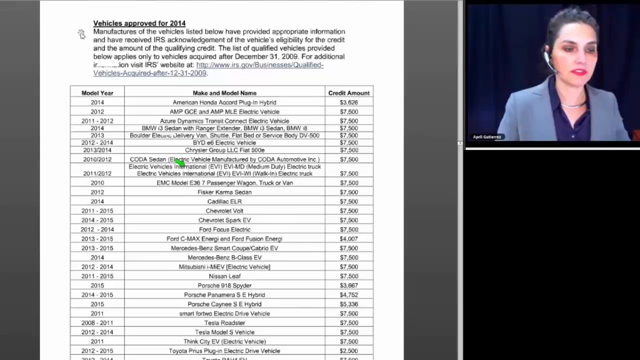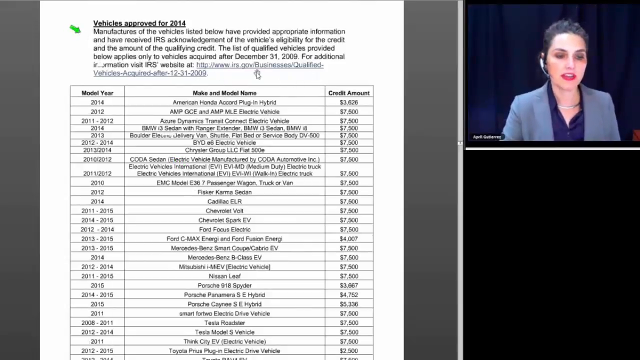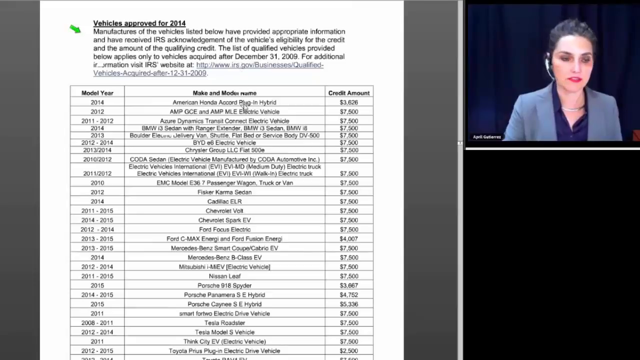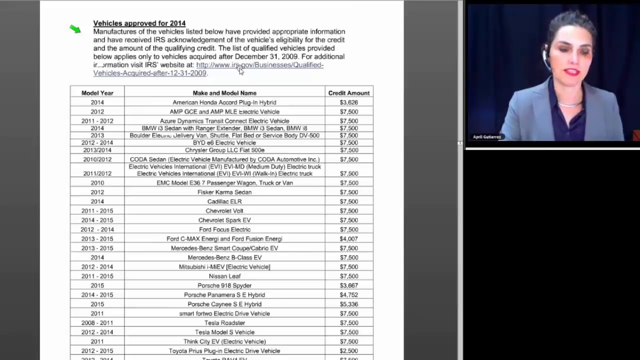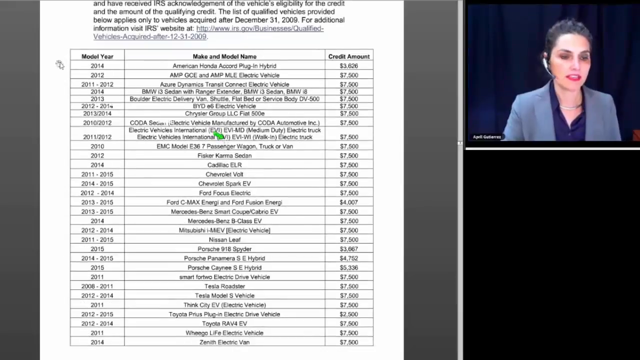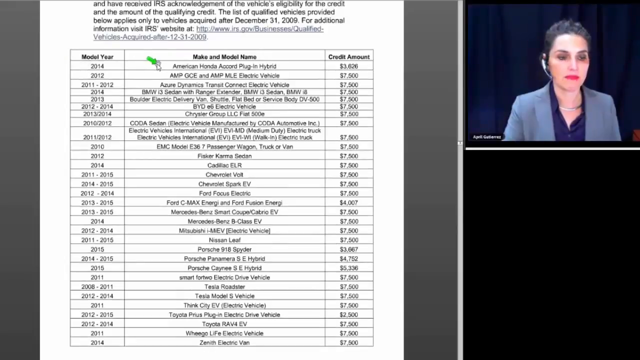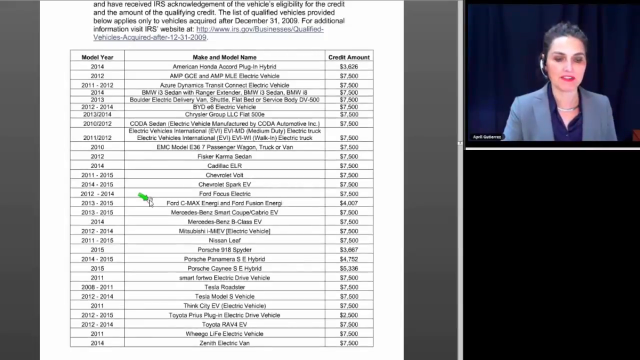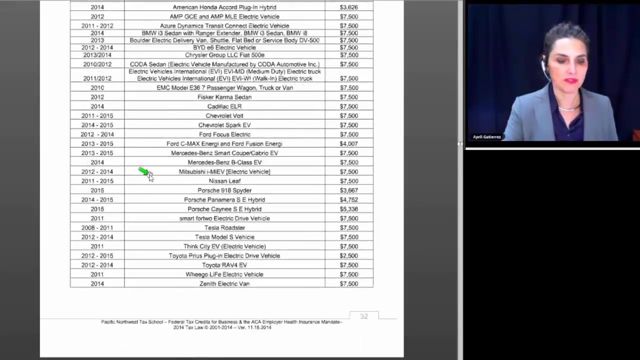Here is a list of the vehicles that are approved for 2014. You can check at any time to see if any new vehicles have been added to IRS's website by clicking on the URL that you see on this particular page. And you can see how the credit amount varies according to the vehicle a particular manufacturer has made. Here we have an American Honda Accord plug-in hybrid. The credit is $3,626. Without knowing any more about the vehicle, I'm figuring it's getting around 20 miles on a charge, because its credit is half that of the Chevy Volt, which is the full $7,500. Ford Focus has a $7,500 credit, but the Ford C-Max Energi and Ford Fusion Energi are only $4,000. Mercedes has manufactured some vehicles that qualify for the credit.